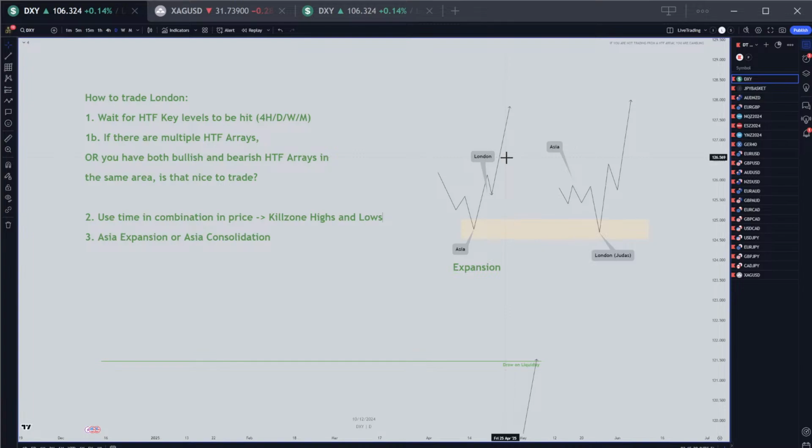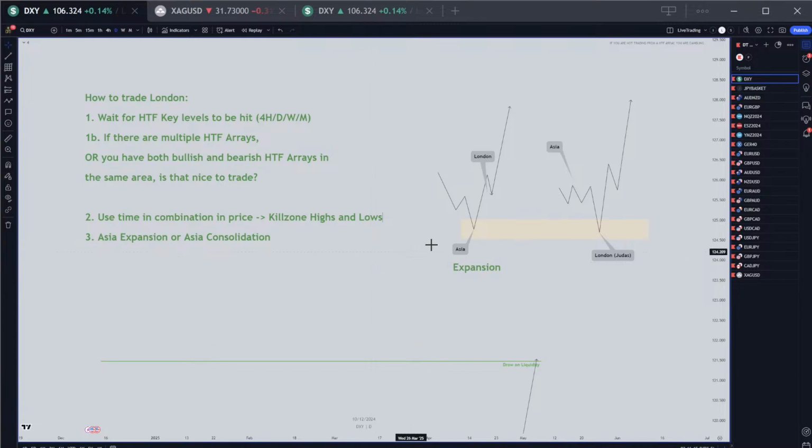So these are the two, you could call them templates, what I look for when I'm trading London. And there are nuances to this, but this is the basic framework. If you use just these 3 rules: wait for a higher time frame key level to be hit, then a lower high should be made at a key level in a good time, so kill zone highs and lows. And then just look for Asia expansion or Asia consolidation.